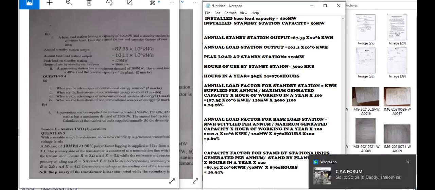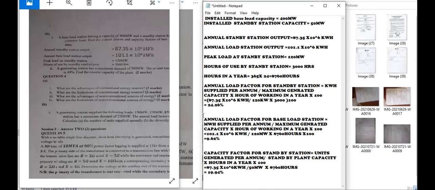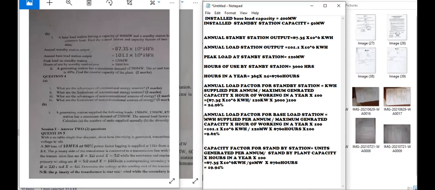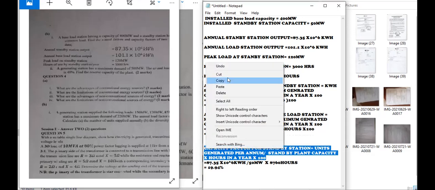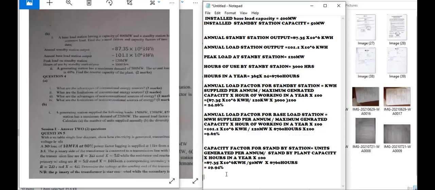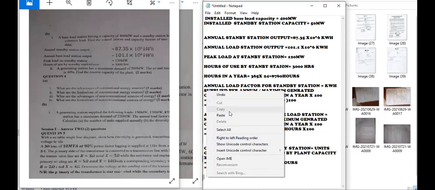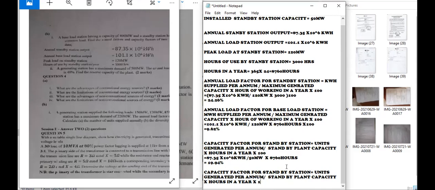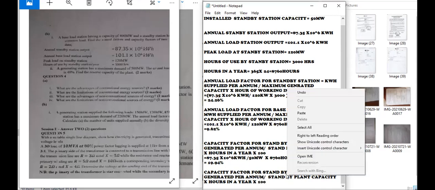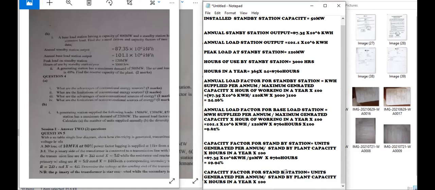Now, the next thing we need to find is the capacity factor for the base load station. The one we found here is for the standby station. We did not find it for the base load station, so let's find it with the same formula. Let me copy this formula and paste it here. Let me just change this from standby to base load. Since we are dealing with the base load station, we delete 900. Instead of standby station, we now write base load station.